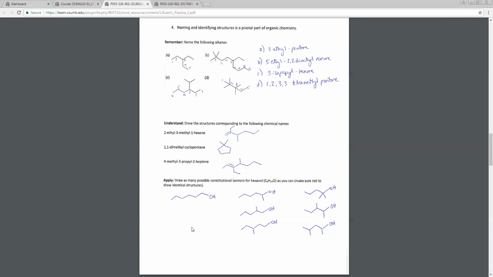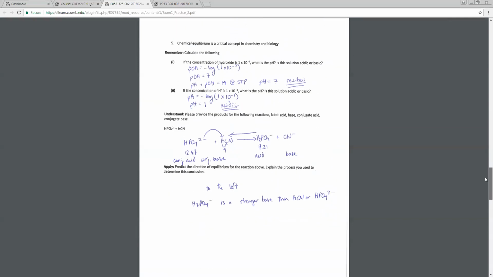And then draw as many possible constitutional isomers for hexanol as you can. Make sure that you're not drawing identical structures. Here are just some examples of what you can do. This problem is very similar to what we saw in practice exam 1.